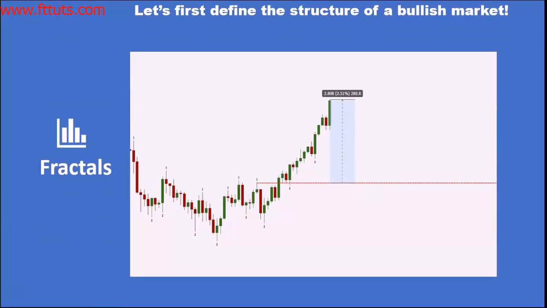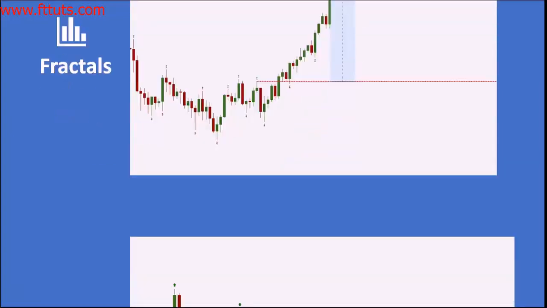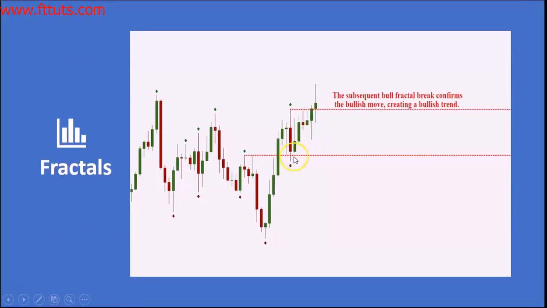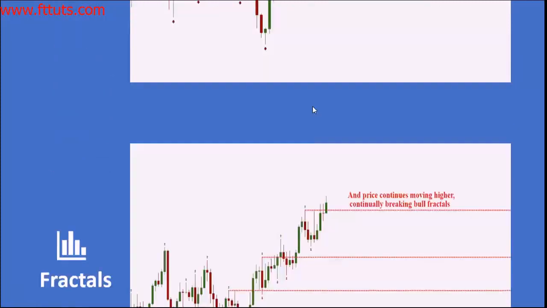So let's first define the structure of a bullish market. The first bull fractal is broken by price creating an upward move. Right here we broke this bull fractal, creating an upwards move, you have momentum to the upside. And then the subsequent bull fractal break confirms the bullish move, creating a bullish trend. You now have another bull fractal which was violated. So two violations really signify that the trend has started, but that doesn't guarantee that the trend has started.